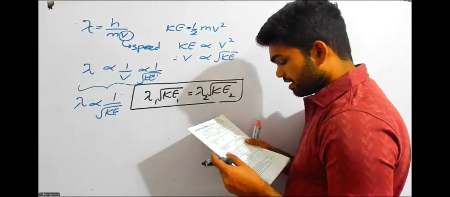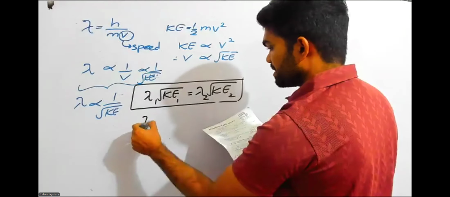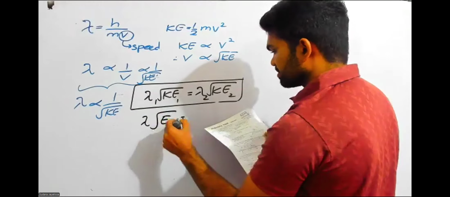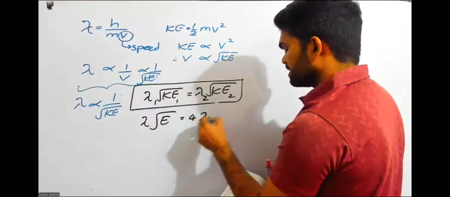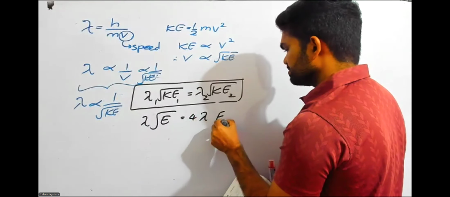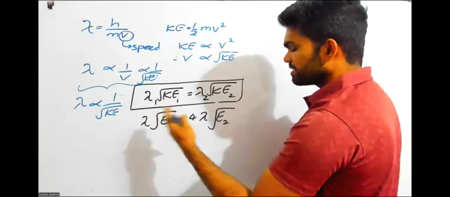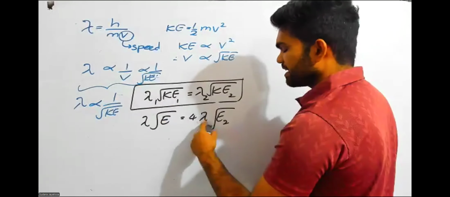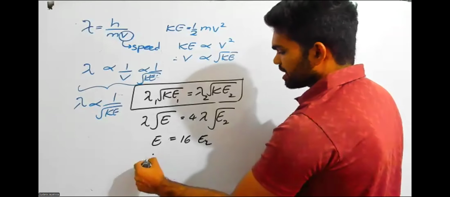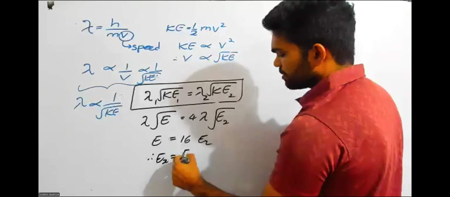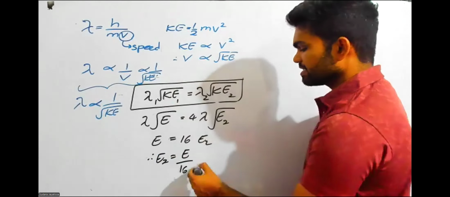The first situation is lambda and E root, and the second is 4 lambda. They're asking for the new kinetic energy, let's label it E2. Squaring both sides, the lambda gets cancelled: E equals 16 E2. Therefore E2 is equal to E over 16. So the answer is answer 3.